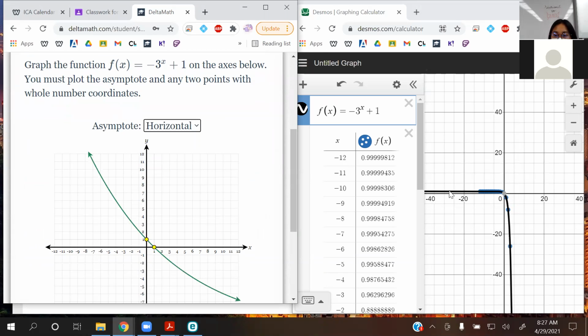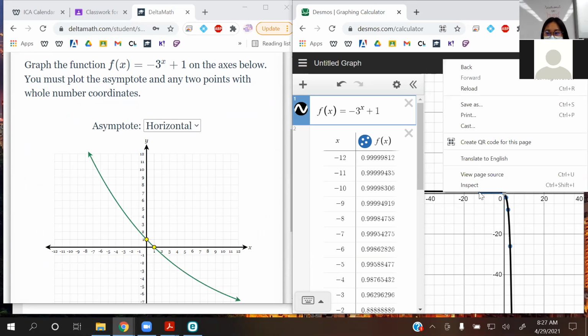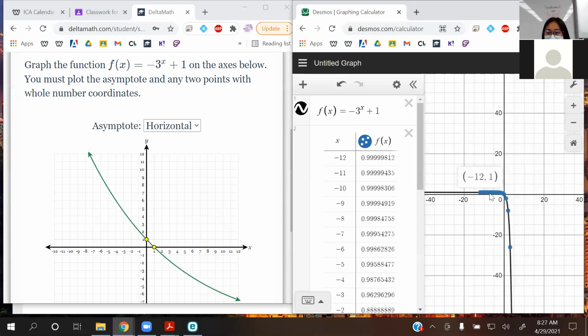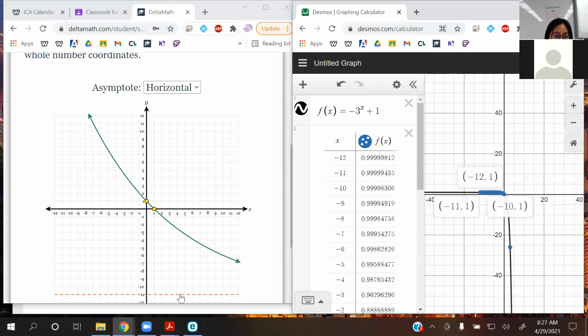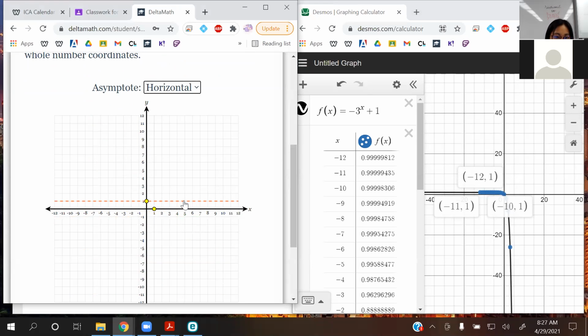You can see over here it gets pretty flat. So if I click it, why are they not staying? Okay, there you go. So negative 12, 1, negative 11, 1, negative 10, 1. As you can guess, that horizontal asymptote must be at 1. So let me move that over there. And then I know it doesn't say 1 over here, but you can see it's like 0.99999, 0.9999999. Like they're really, really close to 1.